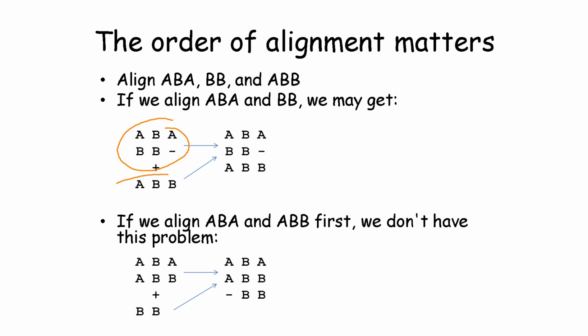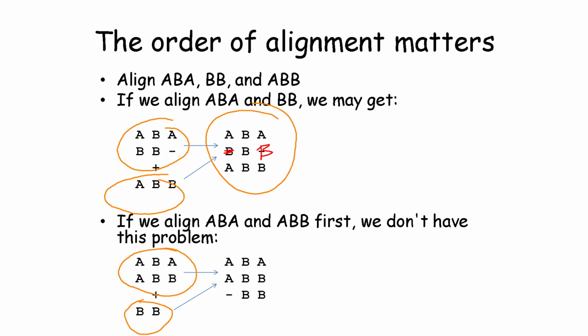When we merge another sequence to the alignment, we end up with a multiple alignment that is not optimal, because having BB here would have given us a better score. Making such mistakes is closely linked to the order in which we merge the sequences. For example, for the same set of three sequences, if we aligned ABA and ABB first and then merge BB to them, we would end up with a better alignment.